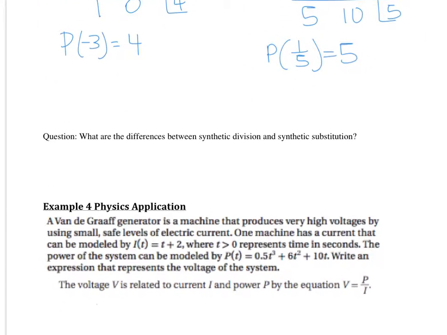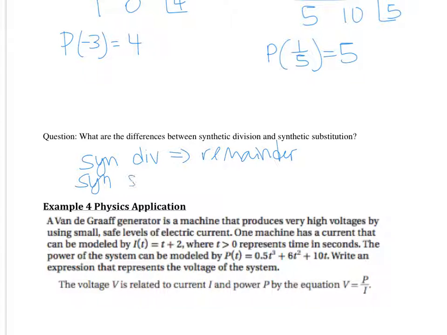What are the differences between synthetic division and synthetic substitution? Synthetic division, you have a remainder. Synthetic substitution is an evaluation. It's actually the value.